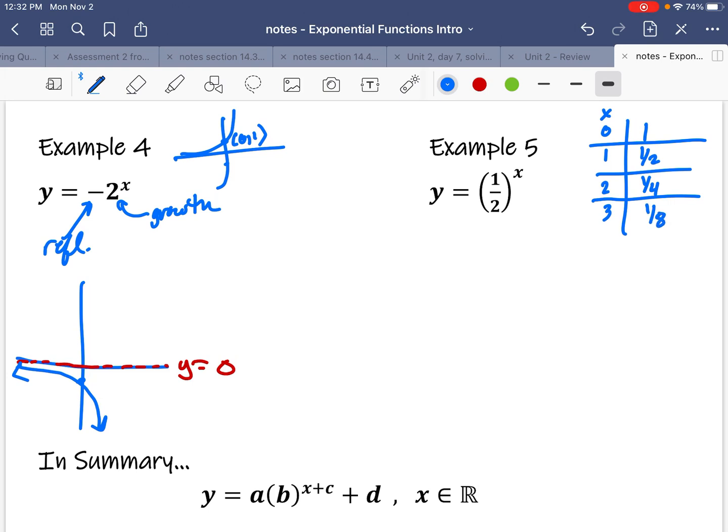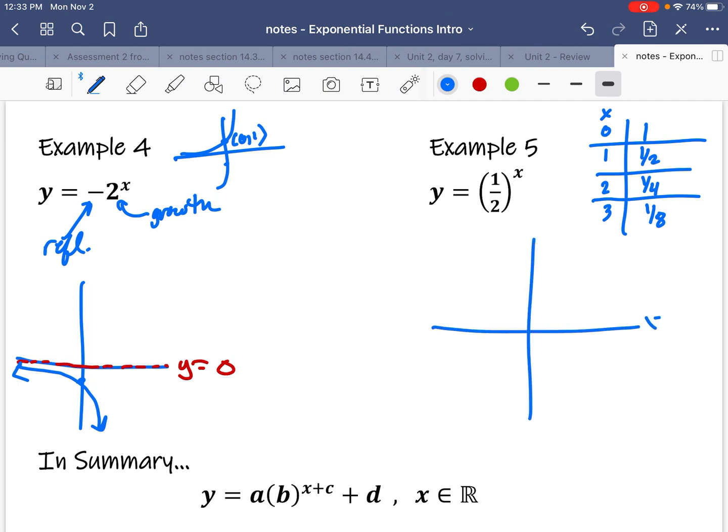All right, and so what's happening here as I go down, I'm always doing half of everything. Well, if I go back up, I'm always doubling everything, right? If you double 1/2, you get 1. If I double 1, I get 2, and so forth. And so as I go to smaller x values, when my x values get negative, my graph actually increases. All right, so let's take a look at the picture.